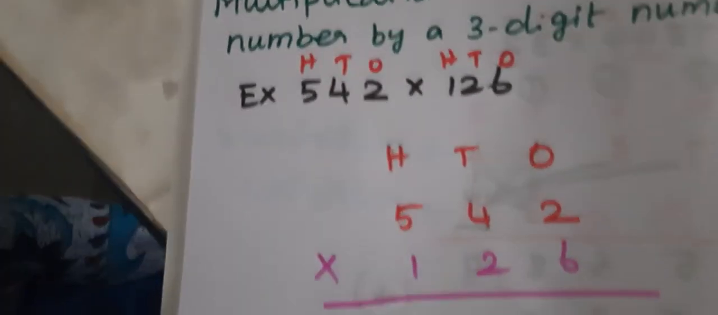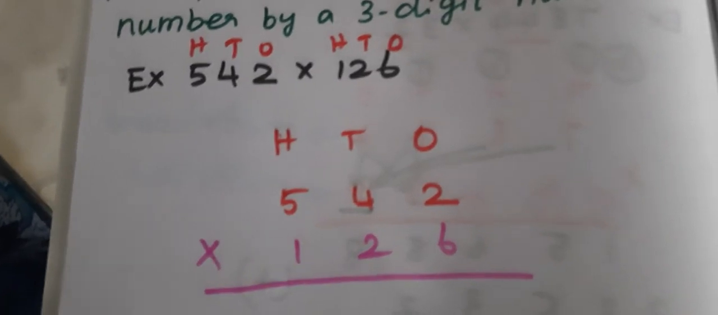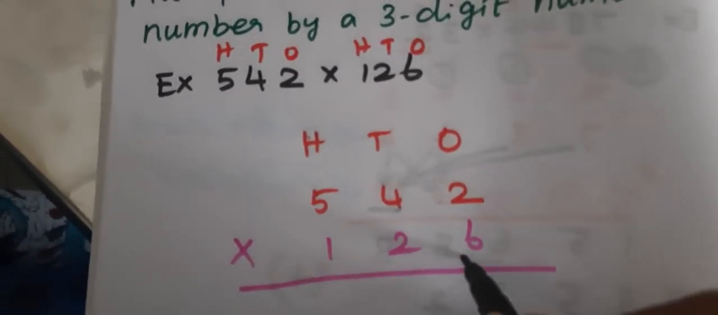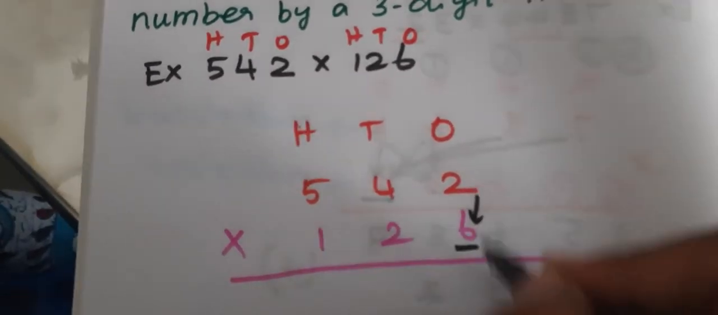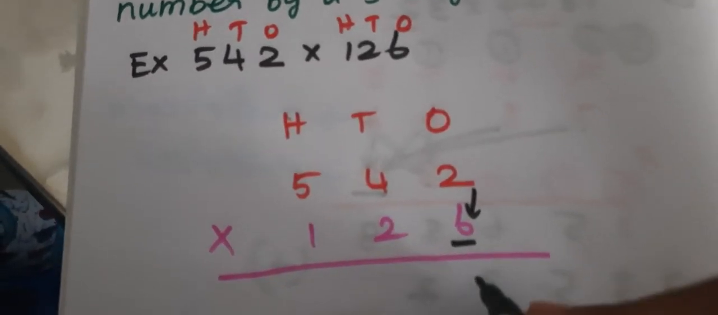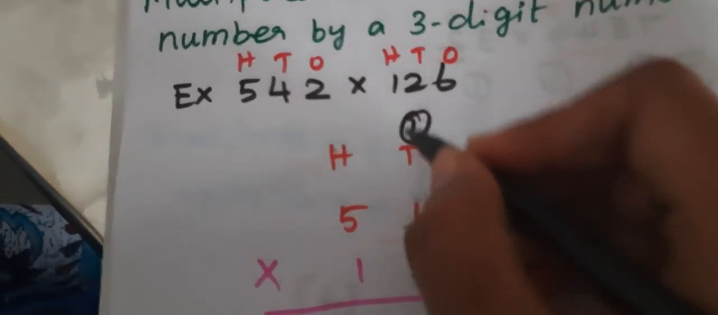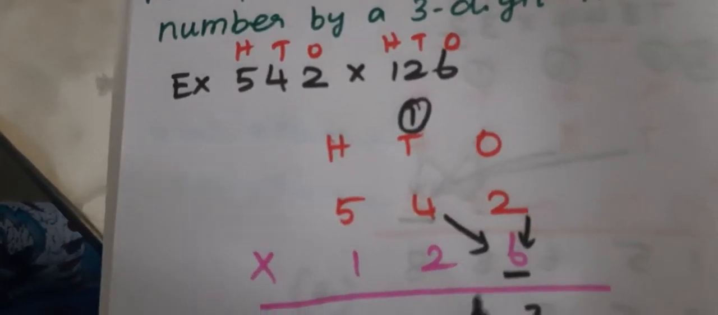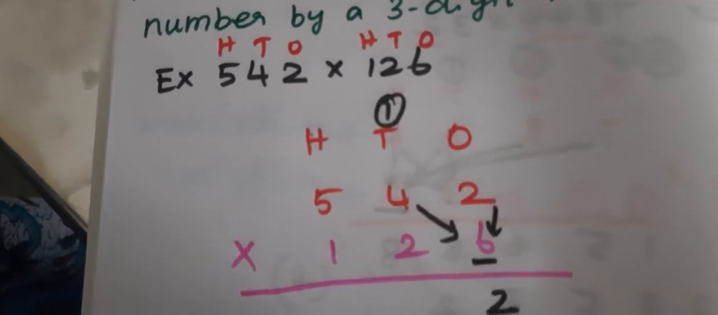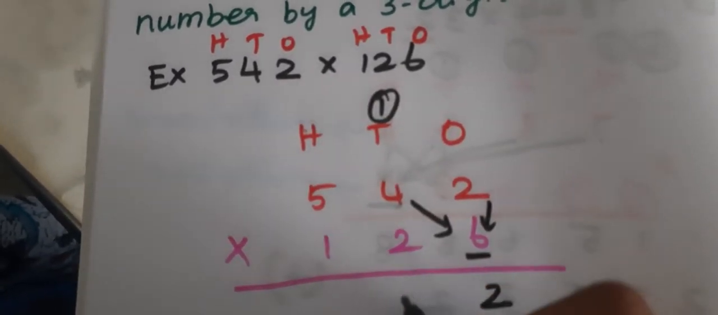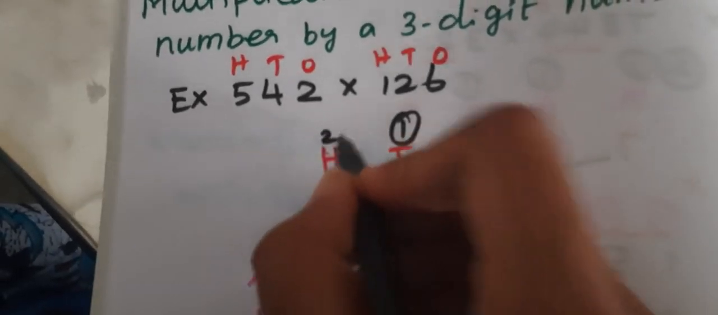This is a multiplication. See here, first you have to complete the ones place number. So first 2 into 6 is 12. 2, and 1 is a carryover. 4 into 6 is 24. 24 plus 1 is 25. 5, and 2 is a carryover.